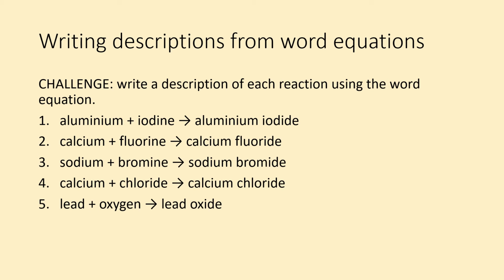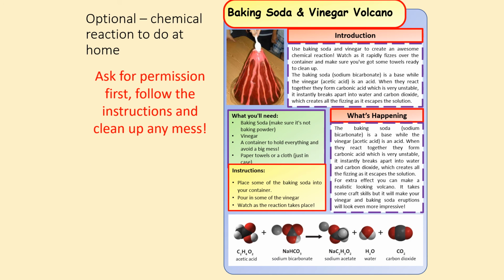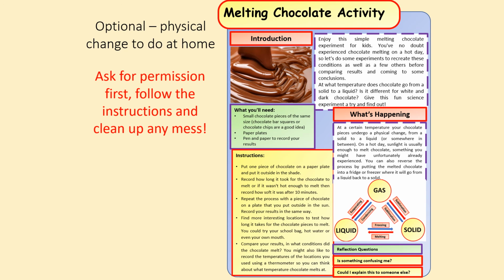And then you could try doing it in reverse. So as a challenge, you could try writing a description of each of these reactions using the word equations that I've given you. And if you want someone to check your answers, then send them in to your science teacher. Here's an optional task that you can try at home. Feel free to pause the video and have a go at that. And this is the melting chocolate one from the first lesson again.